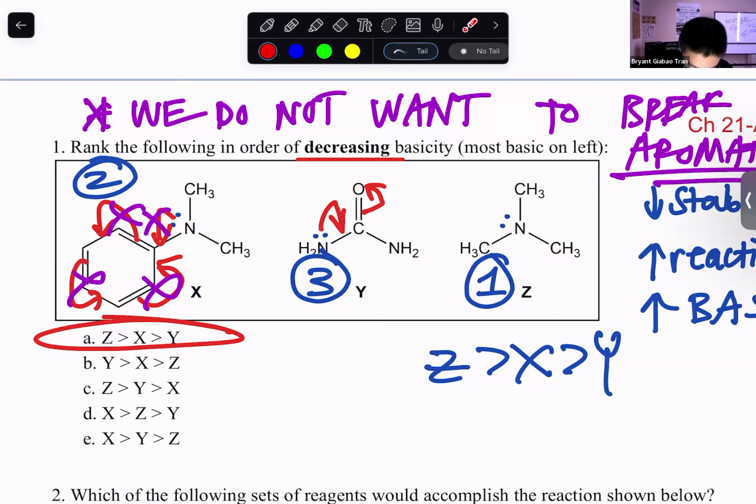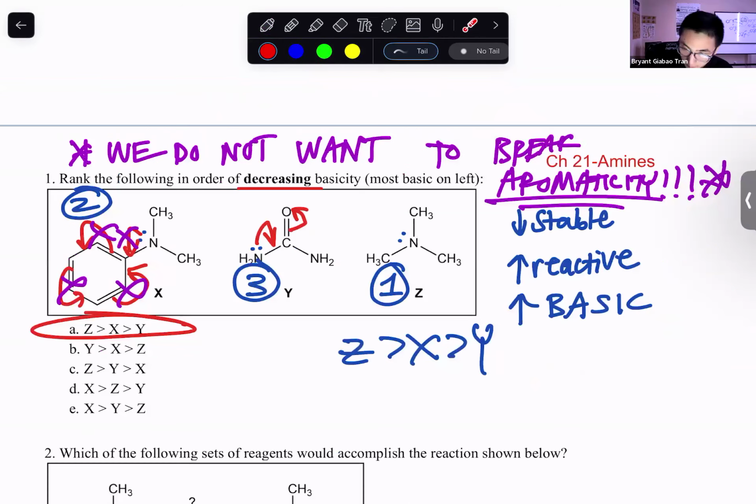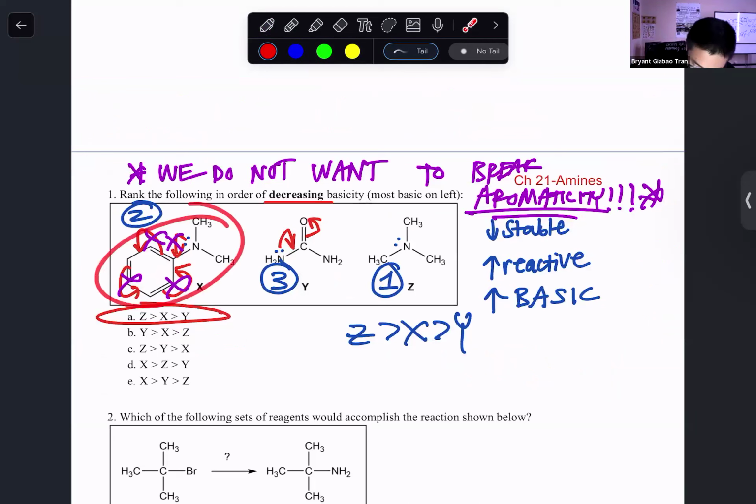But this pair of electrons here is still more stable than the one that has no chance of resonance at all. There's nowhere to go for resonance here for this pair of electrons.